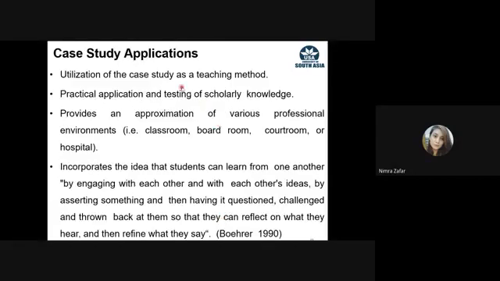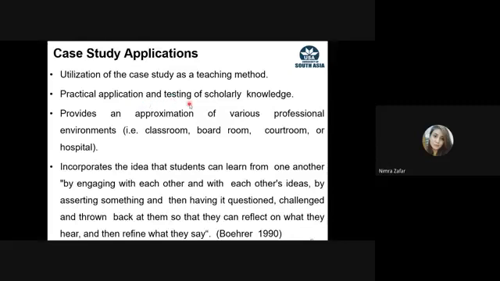Utilization of the case study as a teaching method. So case study can be utilized as a particular type of teaching method. Say for example, if I'm your teacher for any subject, I can give you a case study to study that topic in detail. I can give you any case study related to any topic to study in detail, so that you might have a better understanding of that topic.